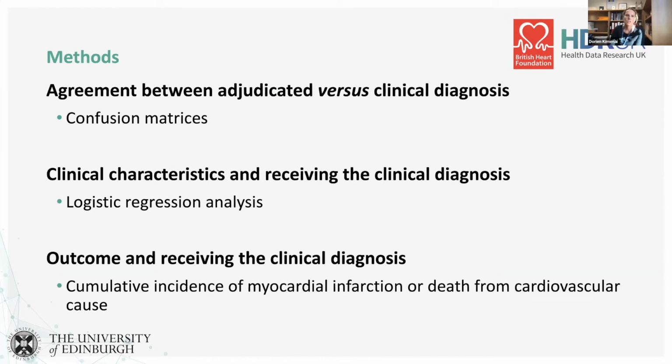So I'm going to present the data basically in 3 parts. First, I will show what the agreement actually was between the gold standard adjudicated diagnosis versus the clinical diagnosis. In the second part, I am going to show you some data on how the patients looked who did and did not receive the clinical diagnosis. And I will end with showing the cumulative incidence of myocardial infarction or death from cardiovascular cause between the groups who did and did not receive the clinical diagnosis.